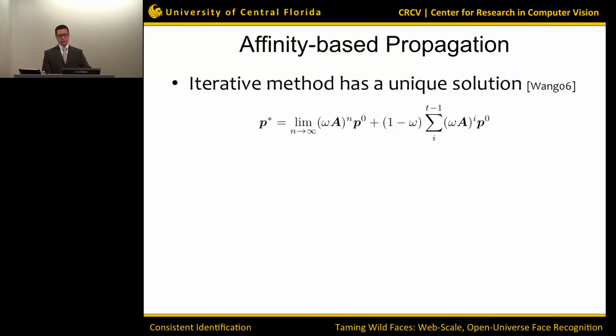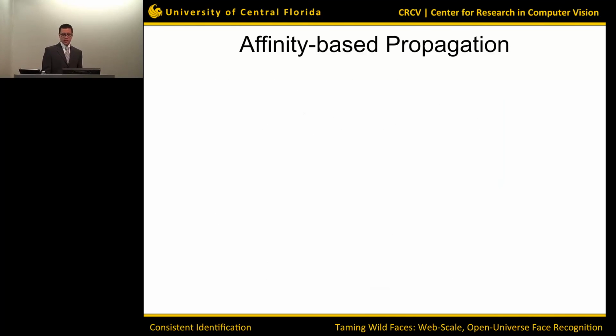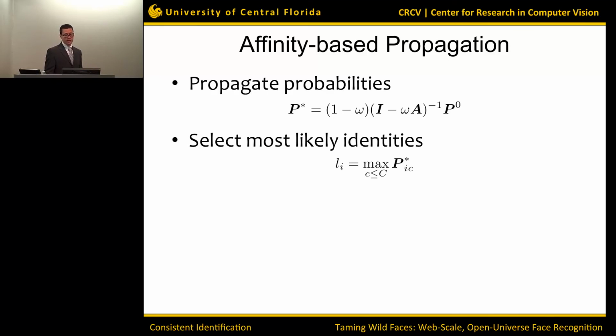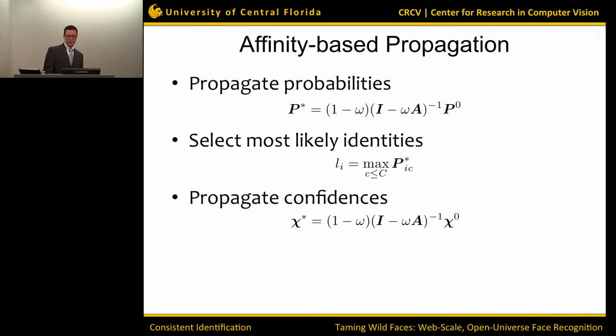However, we can show that the iterative method has a unique solution. What this allows us to do is propagate the probabilities in one step for all of the nodes, and then we can select the most likely identity by finding the maximal probability. We then propagate these confidences of the sparsity concentration index, which we use to threshold out the unknowns, as we've done before.